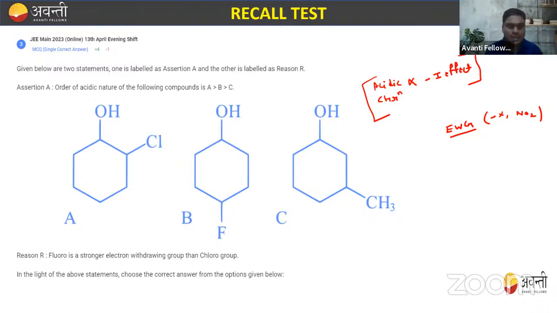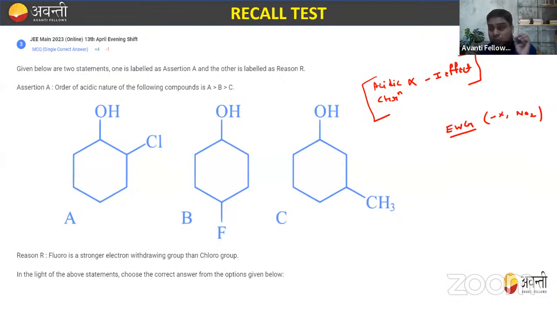Beta, if I'm talking about the assertion, right? So the acidic order, I already discussed this in the last class also. If you're talking about the acidic nature, it depends on the minus I effect, right? So on this basis, on the minus I effect, this is very much true. That is, B is more acidic than C than A, and after C is the least acidic because they contain an electron donating group like CH3.